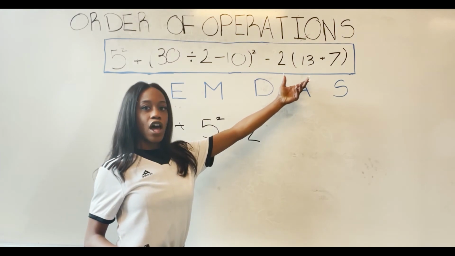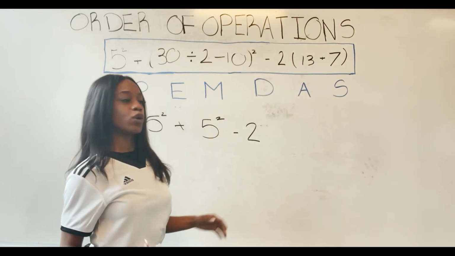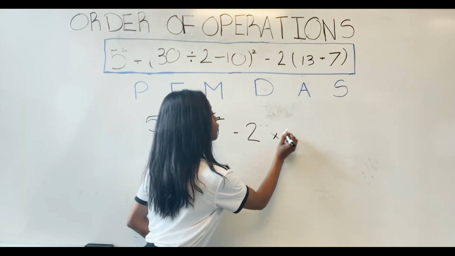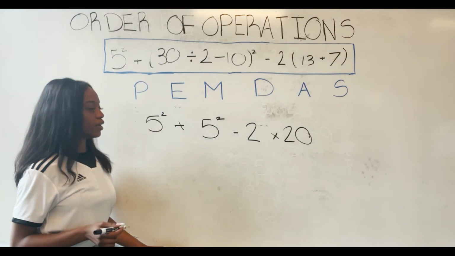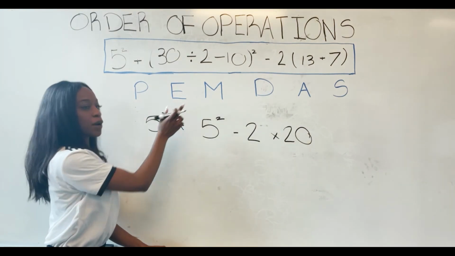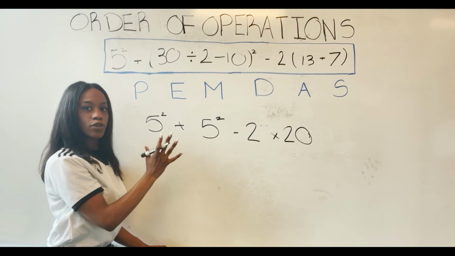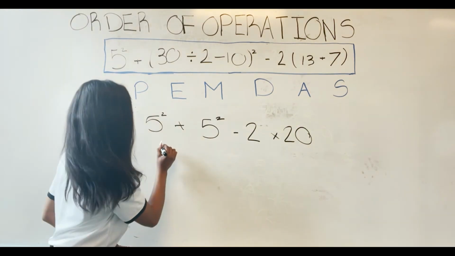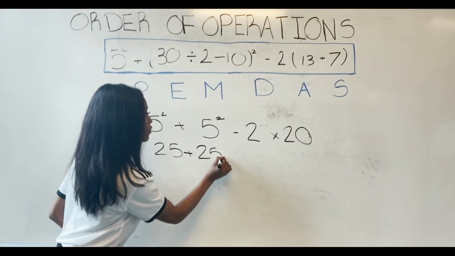In this set, we have 13 plus 7. That gives us 20. So that's times 20. PEMDAS tells us to next solve through our exponents. So we've got 5 squared and 5 squared, and so these become 25 plus 25.